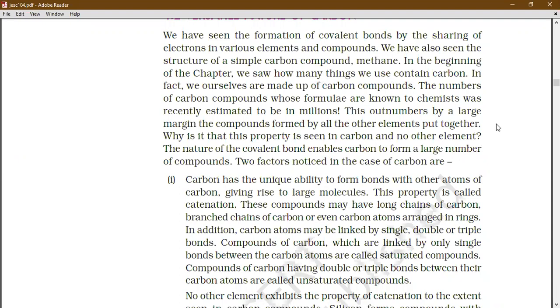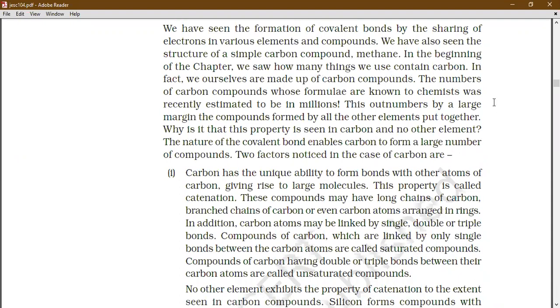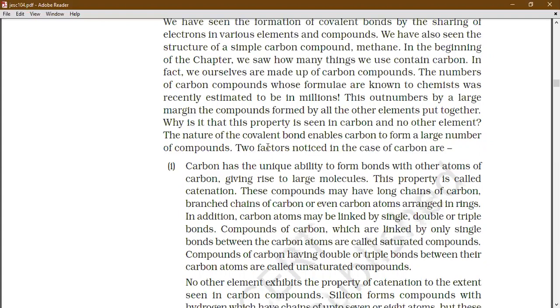The number of carbon compounds whose formulae are known to chemists was estimated to be in millions, and that is quite recent. This outnumbers by a large margin the compounds formed by all the other elements put together. Why is it that this property is seen in carbon and no other element? The nature of the covalent bond enables carbon to form a large number of compounds.